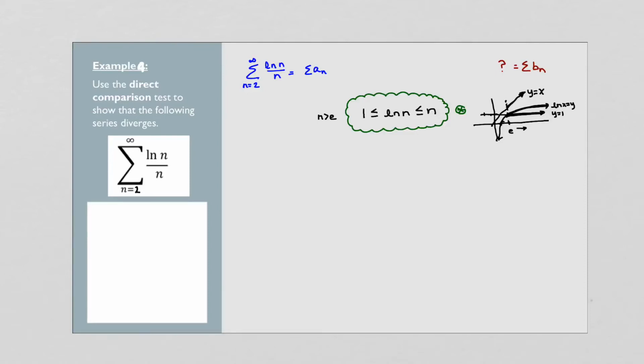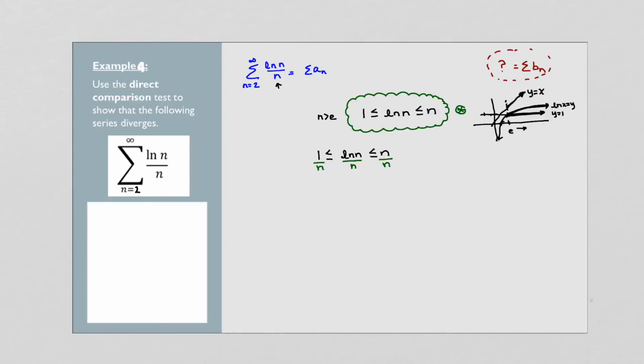Okay, so that was just a little diversion. Let's get back to what we were doing. We were trying to find a series b sub n to compare to. So we're starting with an inequality that we know: 1 is less than or equal to the natural log of n is less than or equal to n. I want to get the original series I have, which is the natural log of n over n. So why don't we just divide each part of this 3-part inequality by n?